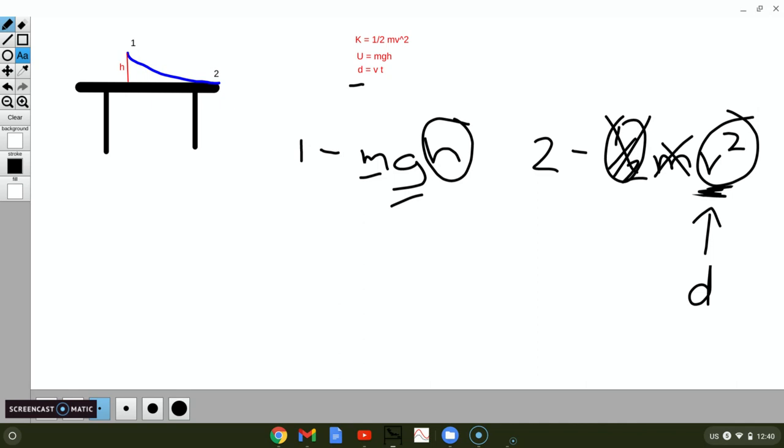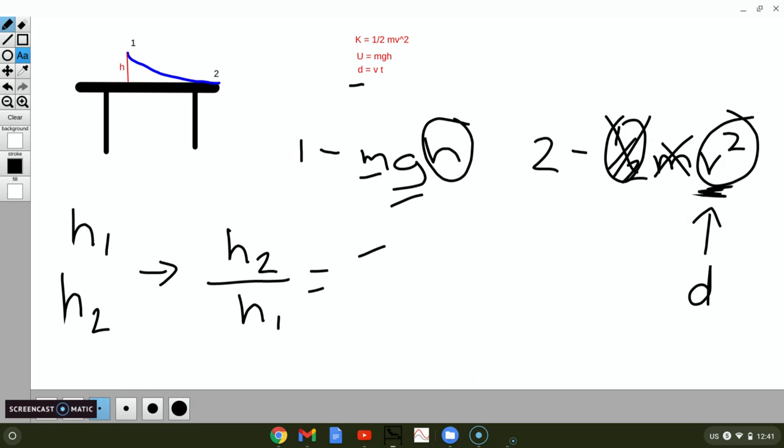Here's how we start seeing the relationships. Now, you did this experiment at several different heights. We'll call that height 1, and we'll do height 2, because those are the two. So we'll do height 1 and height 2. What I want you to do is take height 2 and compare it to height 1. So take h2 divided by h1 and see what you get.